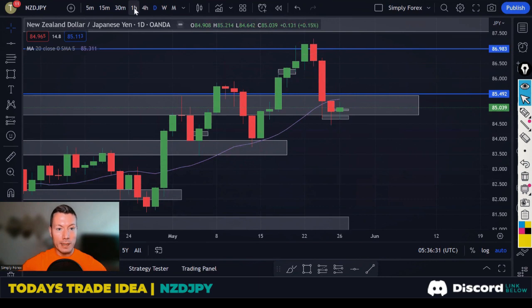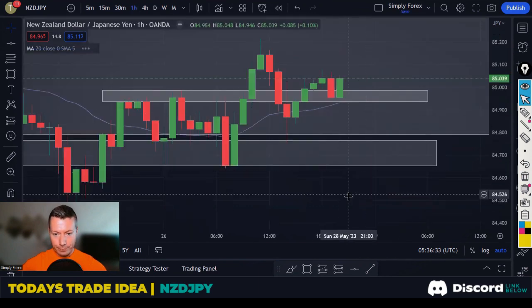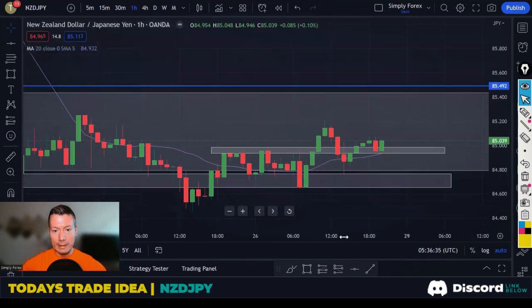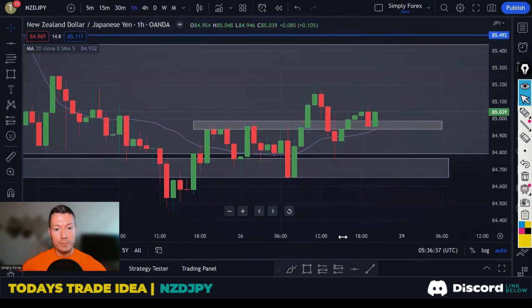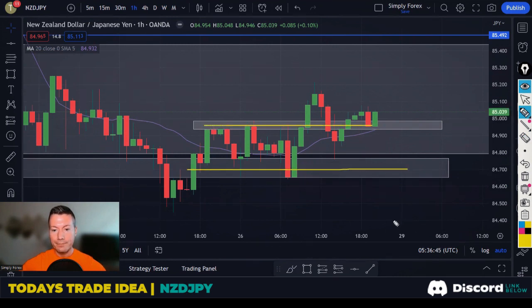If we drop down to the H1 chart now, how are we going to trade it? Well, we're already in this pair. If you followed my trades from Friday, we're already in this pair. But we've got these two levels. We've got this level and we've got this level down here.